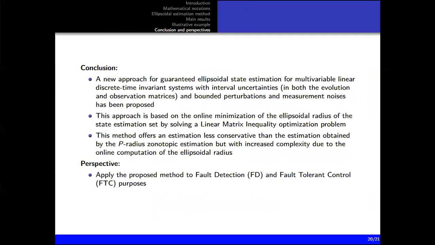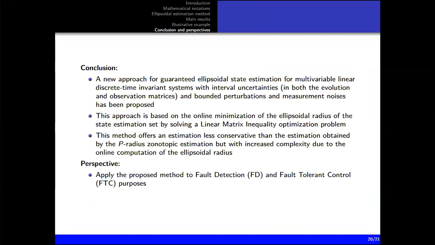As a conclusion, we can say that a new approach for guaranteed ellipsoidal state estimation for multivariable linear discrete time invariant systems with interval uncertainties and bounded perturbations and measurement noises has been proposed. This approach is based on online optimization of the radius by solving a linear inequality optimization problem. This method offers an estimation less conservative than the estimation obtained by the per-radius zonotopic estimation, but increases the complexity due to the online computation of the ellipsoidal radius.